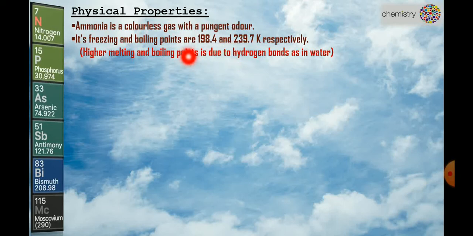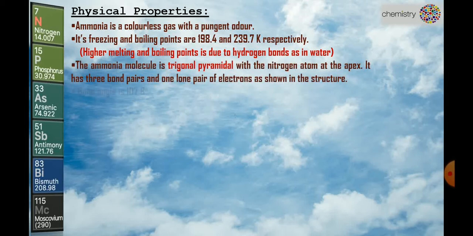Why are these higher? Because in ammonia there exists a hydrogen bond between the ammonia molecules. There is an intermolecular hydrogen bond. Due to that reason, in order to melt the solid and to boil the liquid, more temperature is required. Hence, ammonia has higher melting and boiling points, due to the presence of intermolecular hydrogen bonding, like that of water.